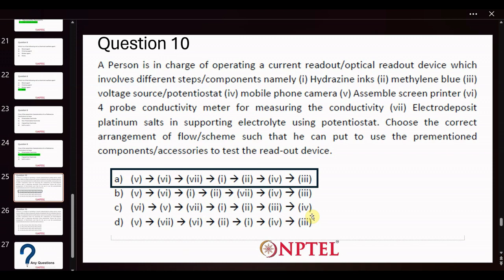Then you use hydrogel inks, which are used for getting the biosensing done. Then use methylene blue, which is the color indicator. Then you apply the potential, and in the last you use the mobile phone camera for optical readout. So that is the answer. Answer A is the correct answer.